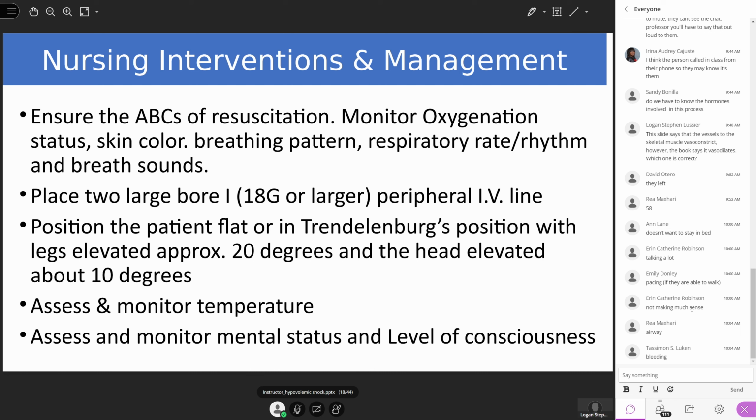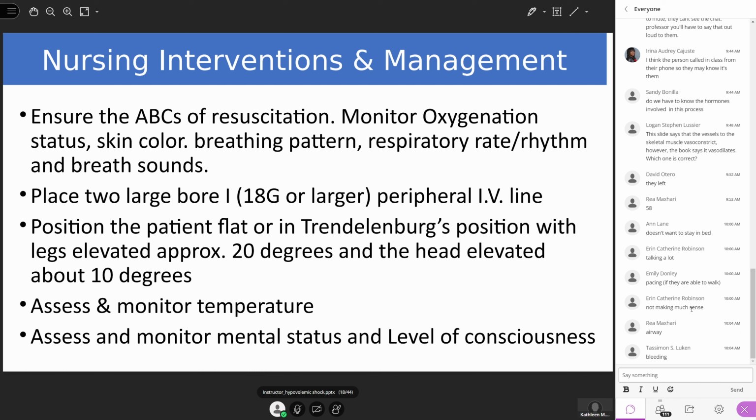All right. So, nursing interventions and management, my favorite part. This is what you're here for. You need to make sure that you know how to identify the signs and symptoms of shock. They can be very subtle: restlessness, paleness, early signs. You're also going to be looking at your lab values, and we're going to go over that at the end.